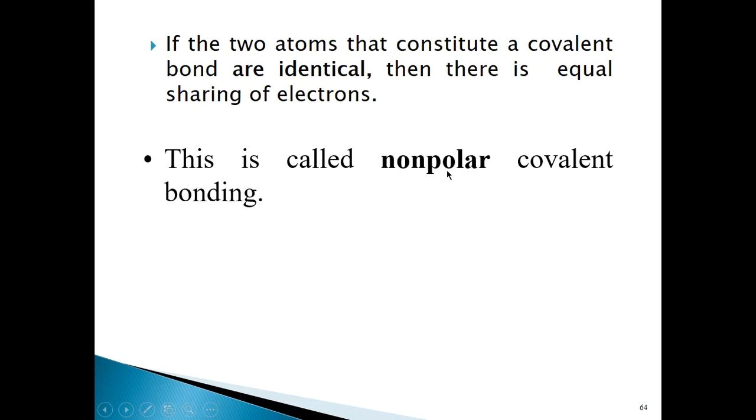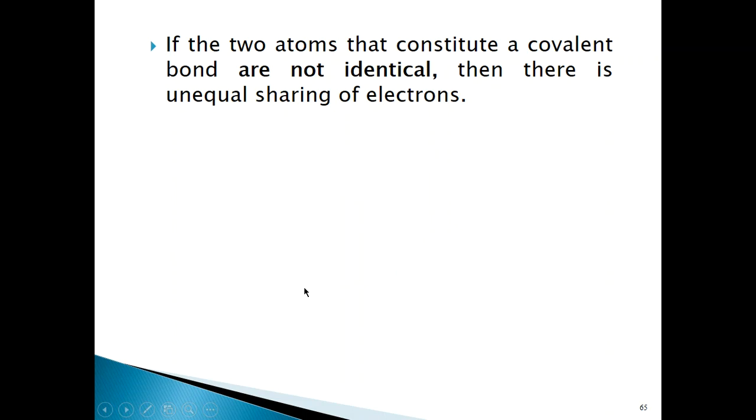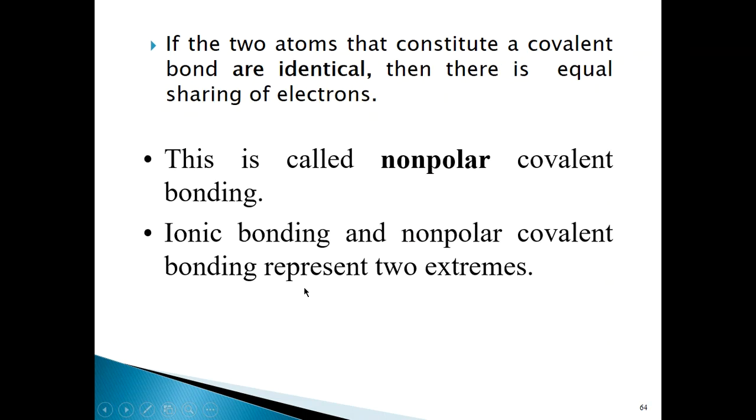Now, we call this sort of bonding nonpolar covalent bonding, all right? And in the case of ionic bonding and nonpolar covalent bonding, they basically represent two extremes, because in the case of ionic bonding, you have electrons being transferred from one atom to the other, right? But in the case of nonpolar covalent bonding, you have the electrons being equally shared between the two atoms. So those represent two extremes.